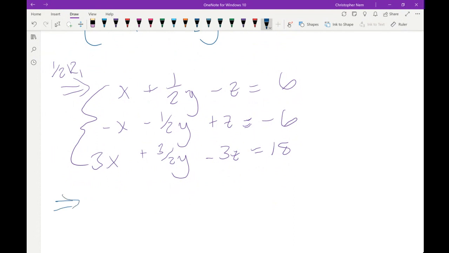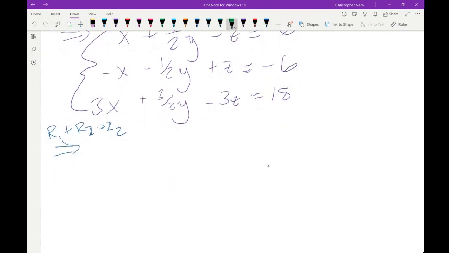So I'm going to now go kind of out of order because I want to delete the x. I'm going to add them together. Row 1 plus row 2. And I'm going to send that to row 2. In doing so, I will have x plus 1/2 y minus z equals 6.